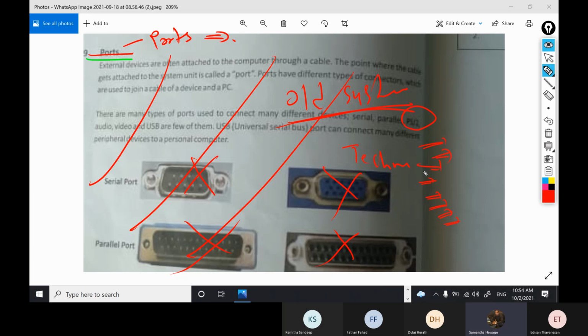So that's why the main challenge of an IT person is that you should update yourself.